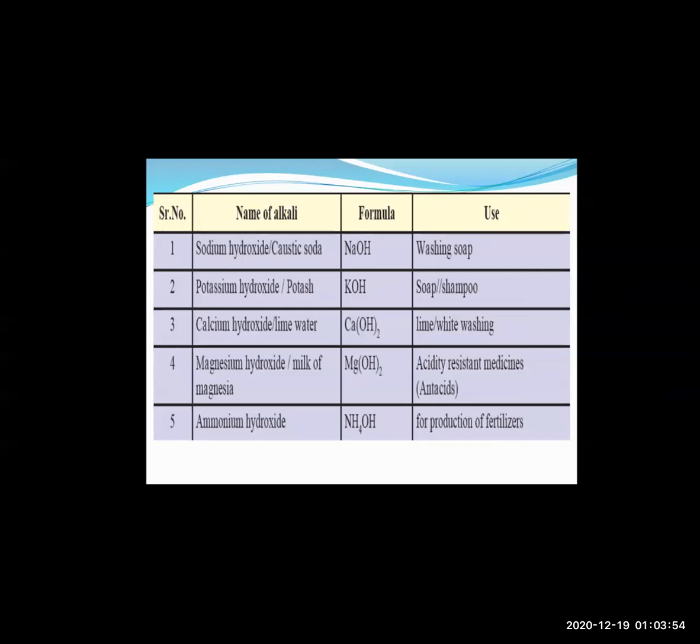Now here we have seen different alkalis along with their formula and where they are used. So this table is very important as it shows you the different uses of alkalis in day-to-day life. So students, in this lesson you are supposed to know the properties of acids, uses of acids, properties of bases, properties of alkalis and uses of alkalis. You should also know how the equation is balanced and how the equation takes place.